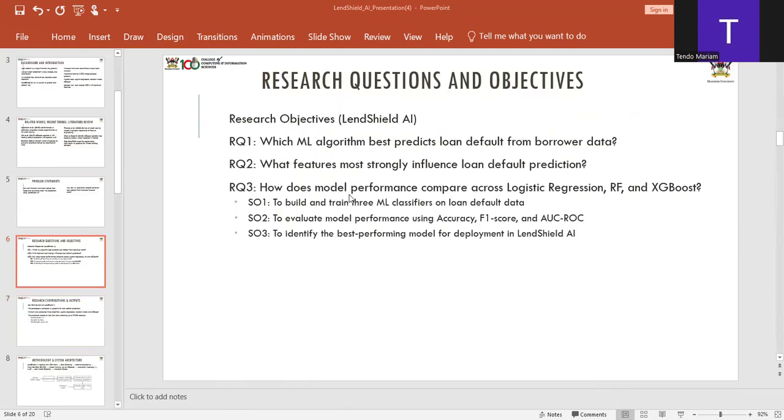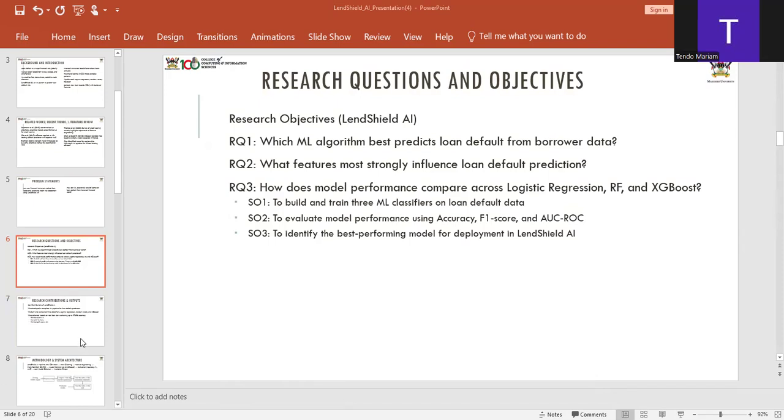After asking all those questions, I came up with the research questions. Which machine learning algorithm best predicts loan default from borrower data? What features most strongly influence loan default prediction? And how does model performance compare across logistic regression, random forest, and XGBoost?